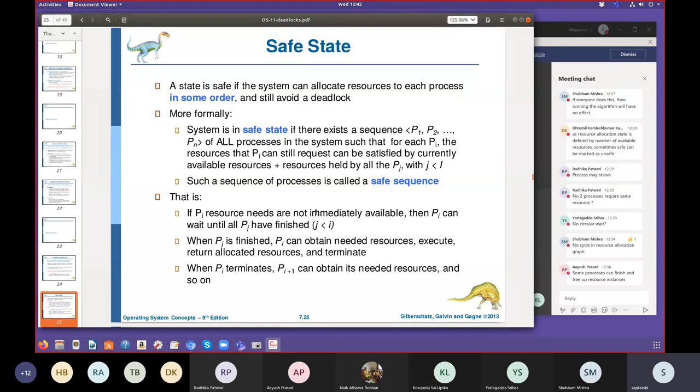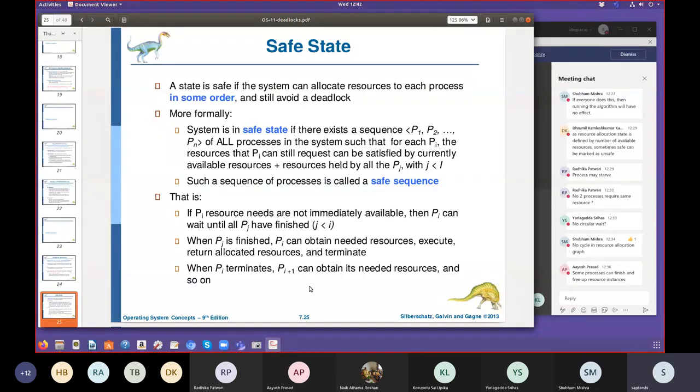And the reason is written in the lower part of this slide. Even if Pi's resource needs are not immediately available, Pi can wait until all Pj with j less than i have finished. And once that happens, Pi can obtain all the resources that it needs, and then it can finish. And once Pi terminates, Pi plus 1 can obtain its needed resources and so on. So basically by induction, all processes will terminate.